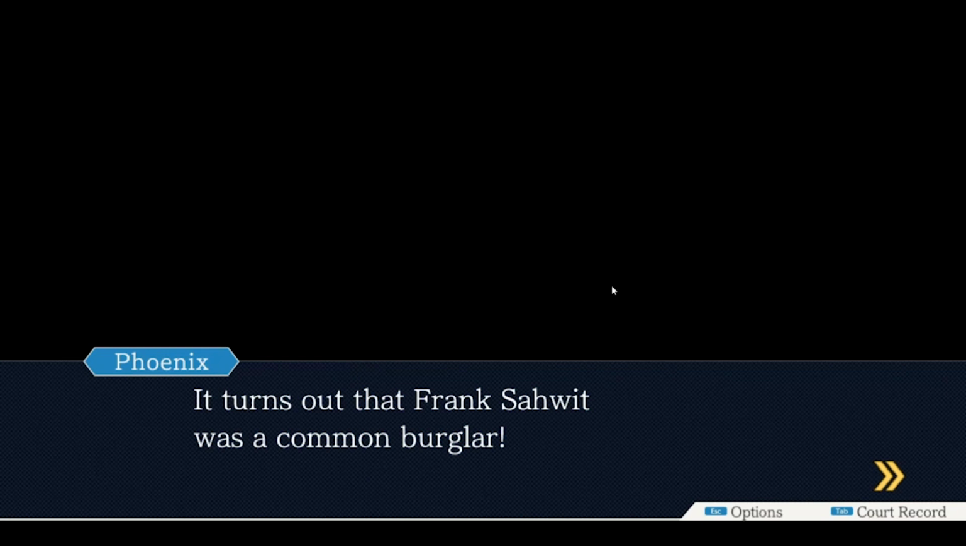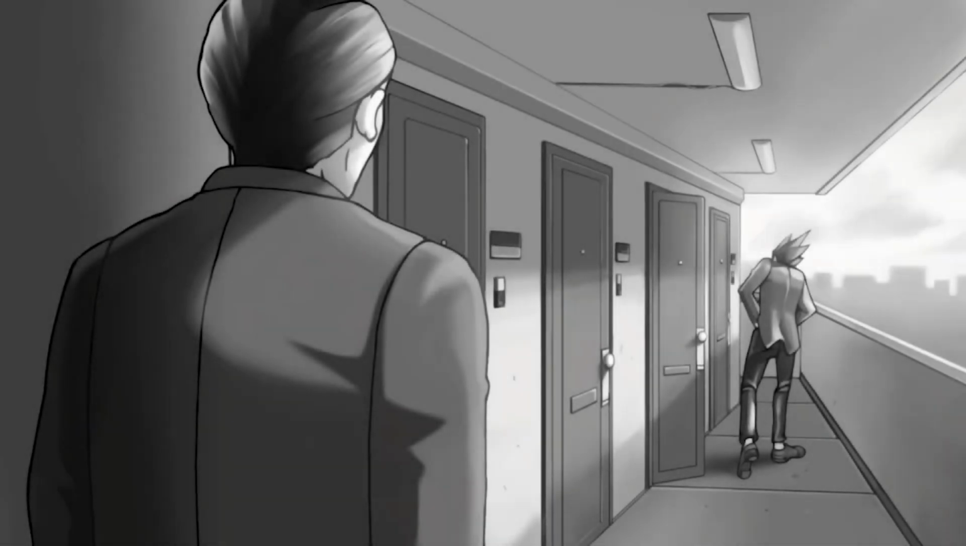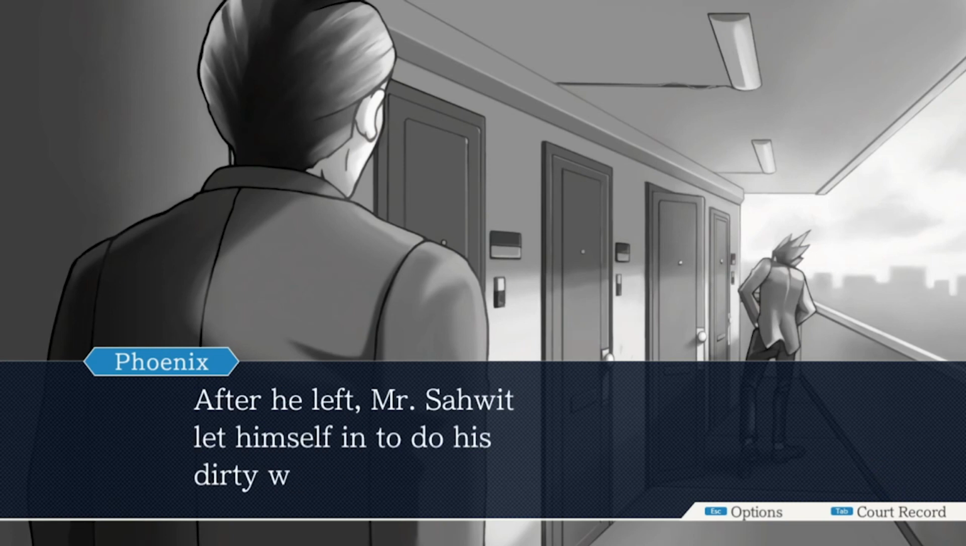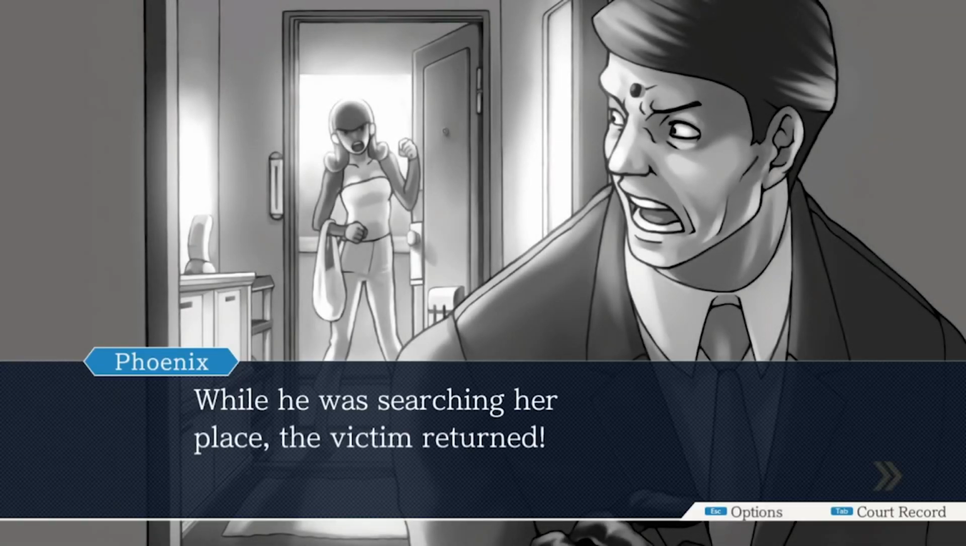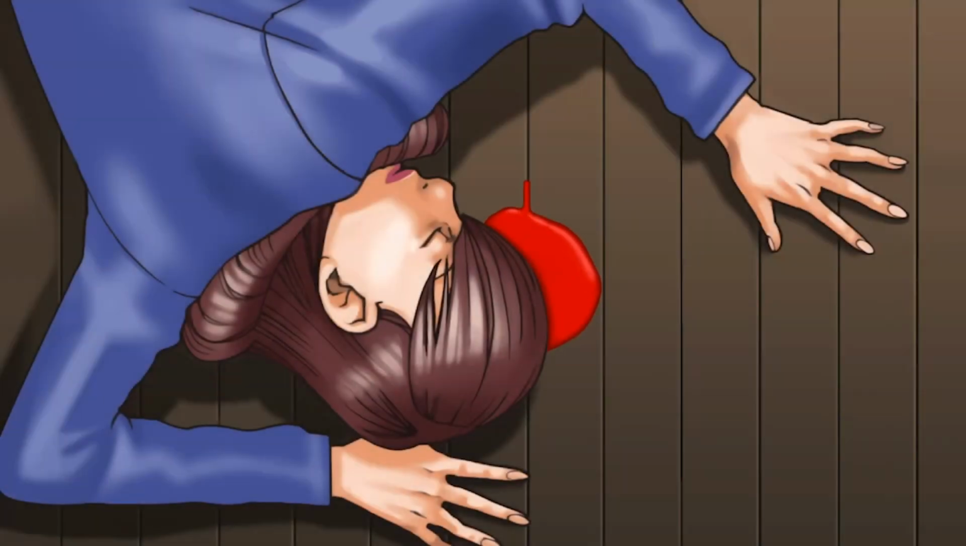Turns out that Frank was a common burglar. He posed as a newspaper salesman to check and see when people were out of the house. That day, when Larry went to her apartment, the victim wasn't home. After he left, Mr. Sott let himself in to do his dirty work. While he was searching her place, the victim returned. Flustered, Mr. Sott grabbed the nearest blunt object he could find. There it is. All over again. In case you forgot. August 3rd, 2:32. Defendant lobby number 2.